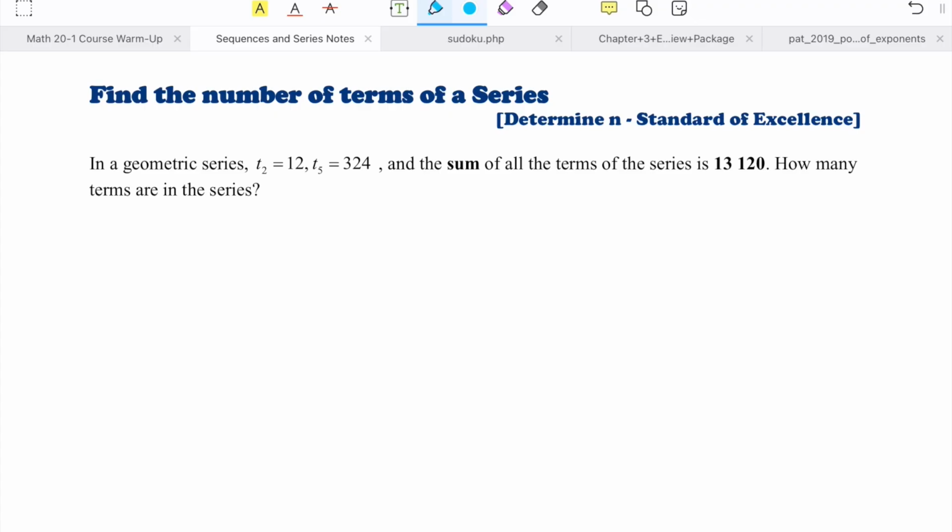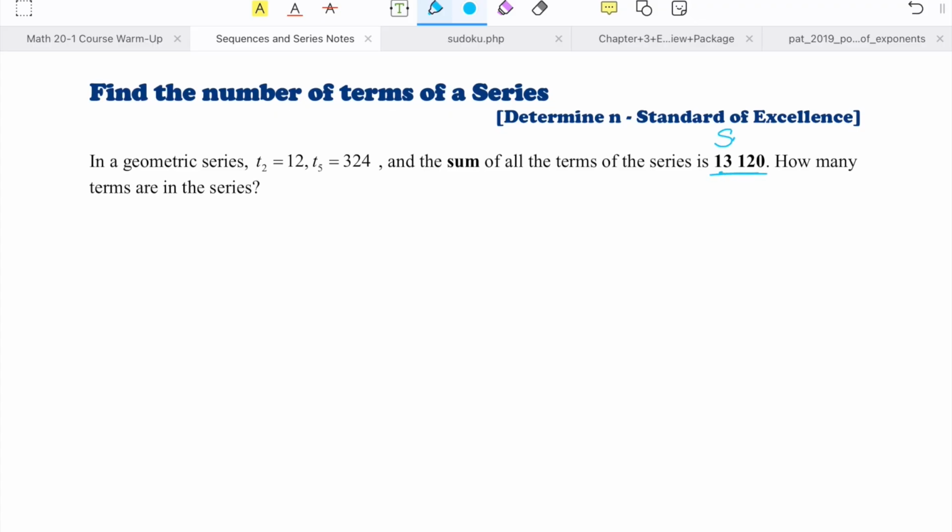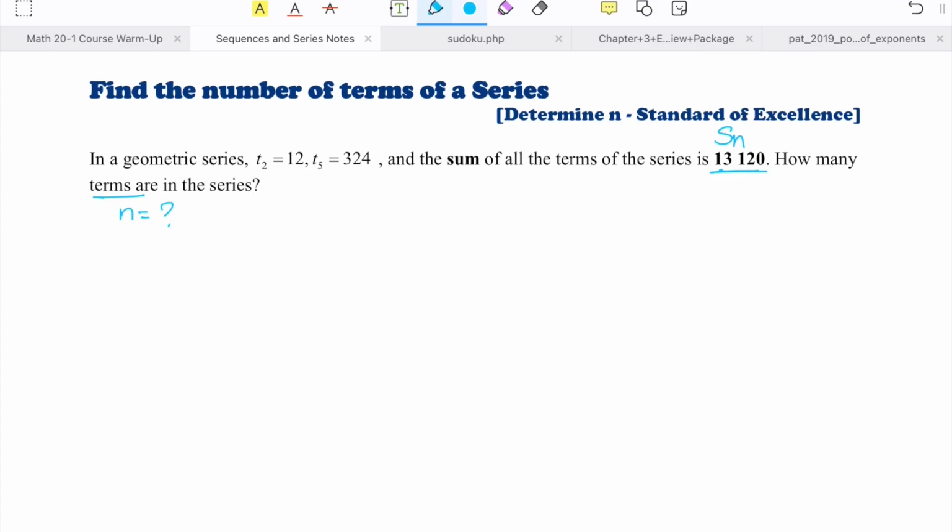So that's one type of word problem that you could get. In a geometric series, T2 is 12, T5 is 324, and the sum of all terms of the series is 13,120. How many terms are in the series? So this gives us Sn, right? We don't know what n is. We know T2 and T5. Remember the shortcut that we used last class? Putting it down to T1 and T4.